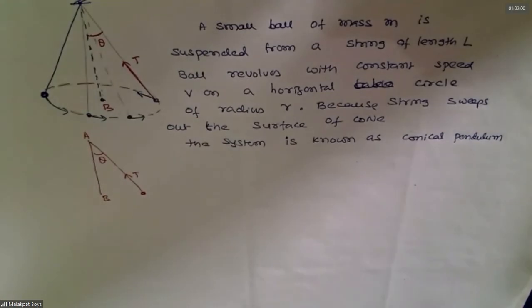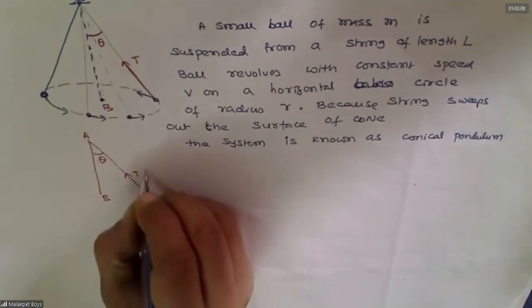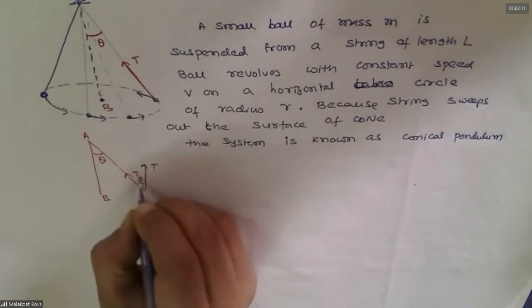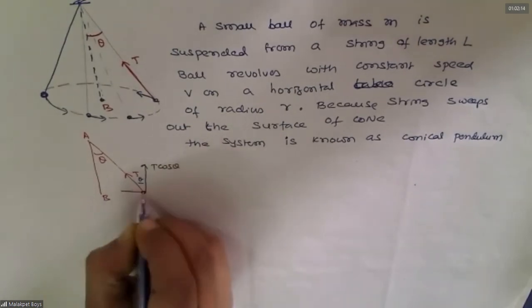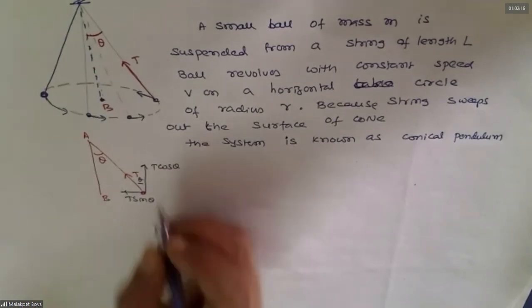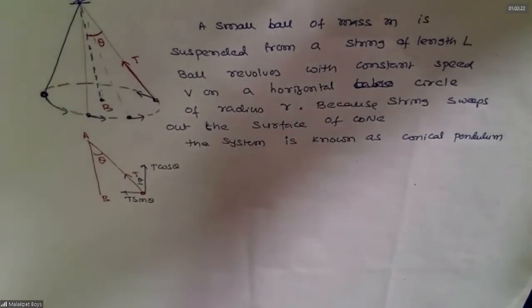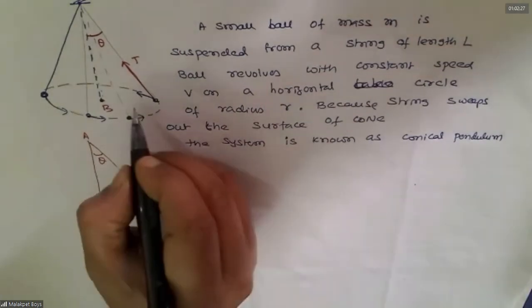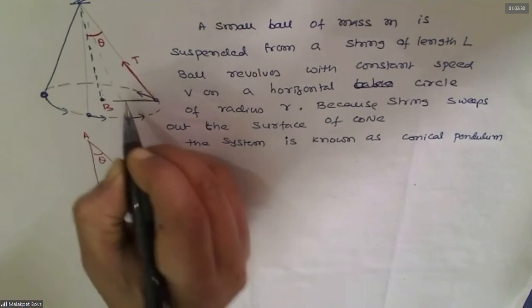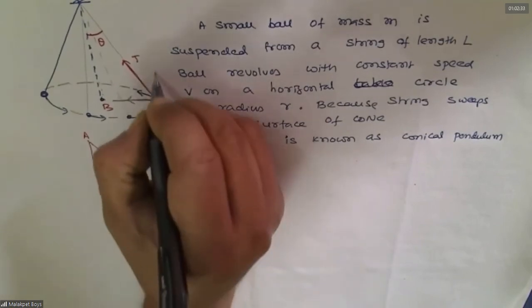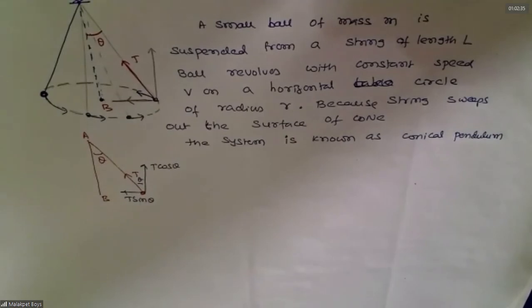Now can you tell what this can be resolved into? T sin theta and T cos theta. It has one component, T sin theta, towards the center, and another one is T cos theta. Do you agree with this? Is it clear?